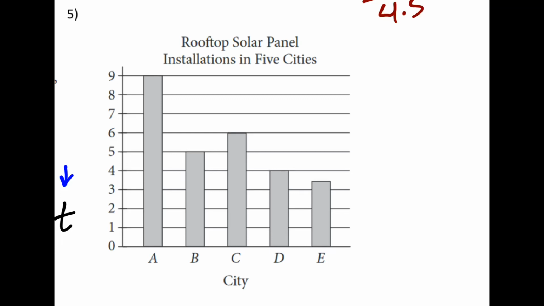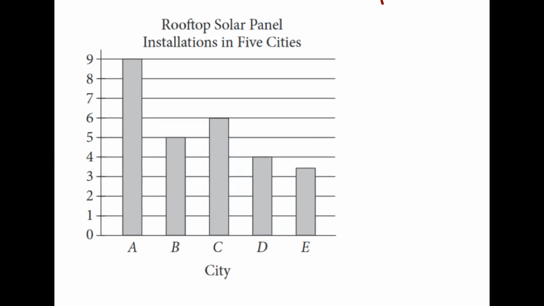Number 5 requires you to interpret a histogram. The rooftop solar panel installations in 5 cities. So our cities are here on the x-axis, cities A, B, C, D, and E. And our y-axis goes from 0 to 9. And we can see that there are 9 rooftop installations in city A. There are 5 installations in city B, 6 in C, 4 in D, and 3.5 in E. You can figure those out by following over to that point on the y-axis.